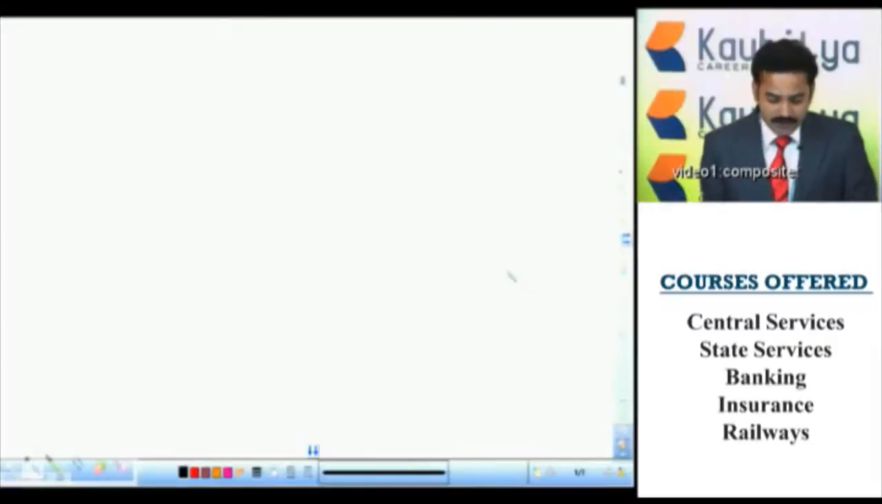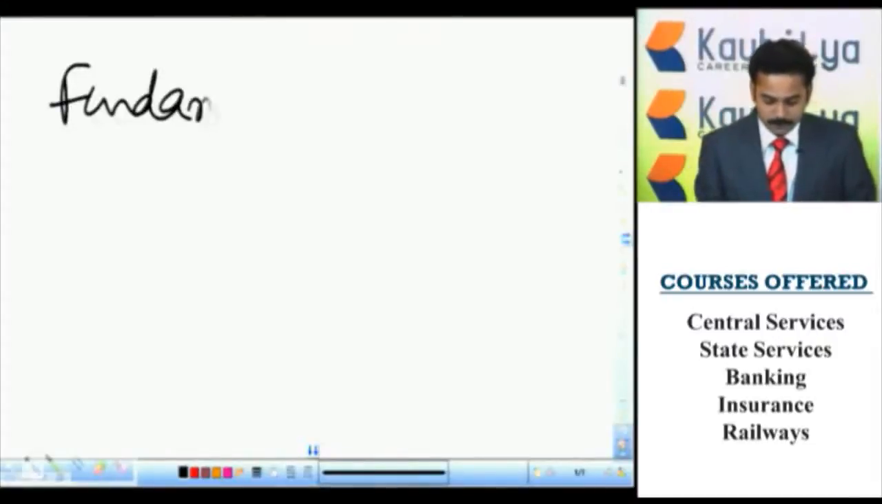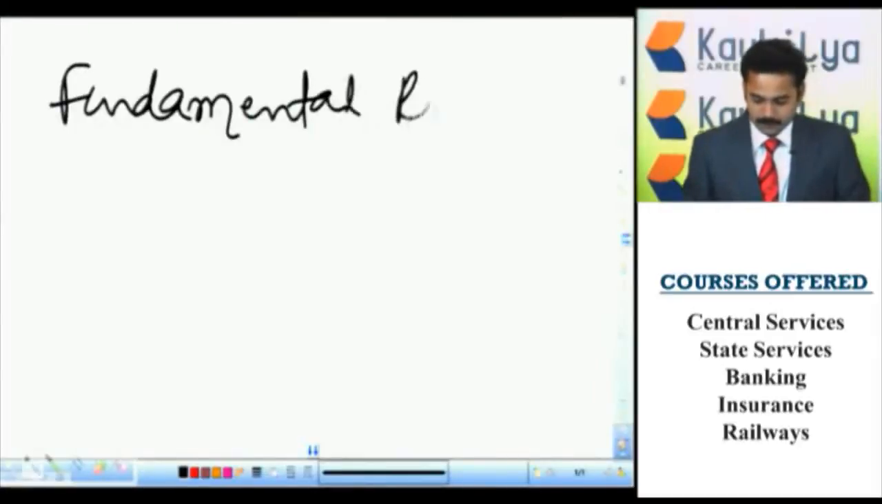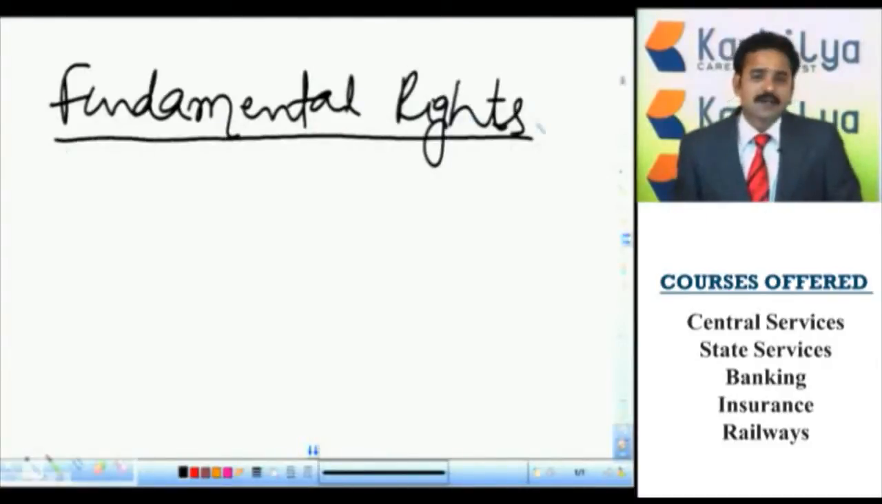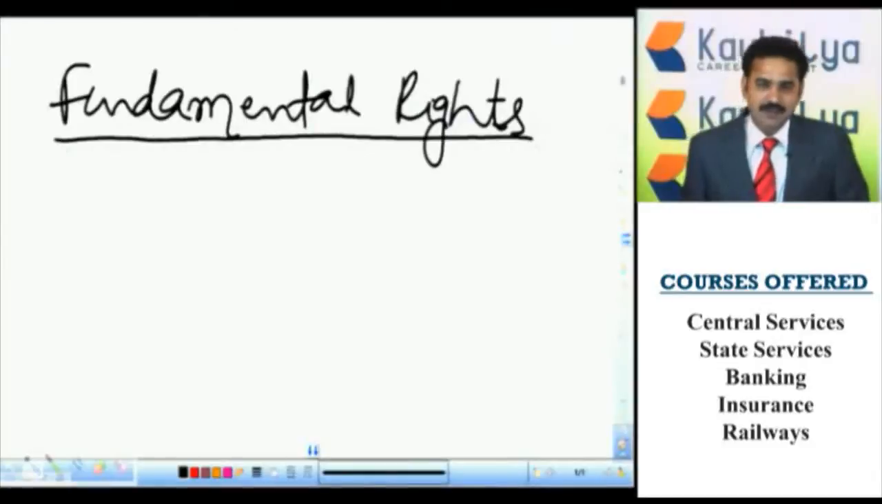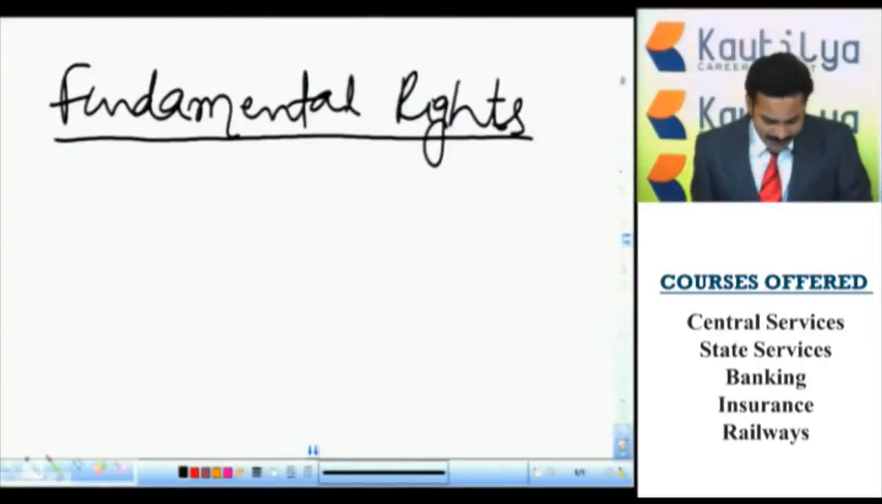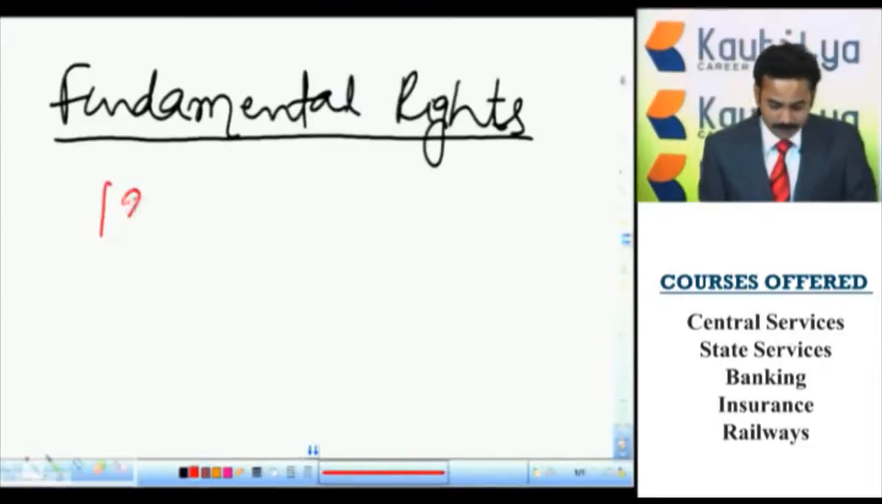Today we are going to discuss fundamental rights. Before discussing the fundamental rights, let us try to understand the historical evolution of and the historical demands for the fundamental rights. The Indians' desires for civil rights had their roots deep in the 19th century.